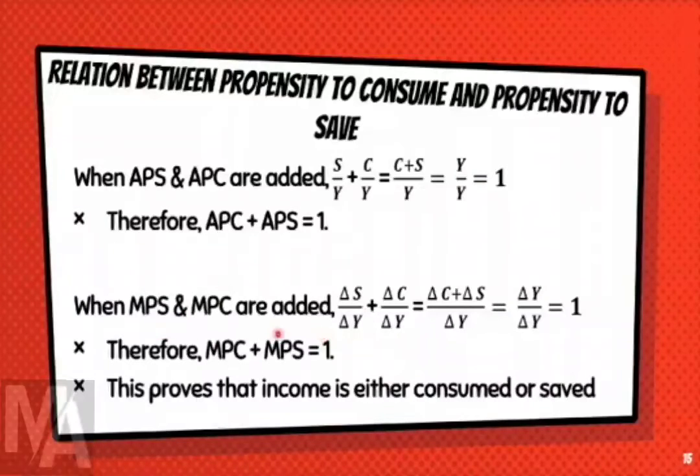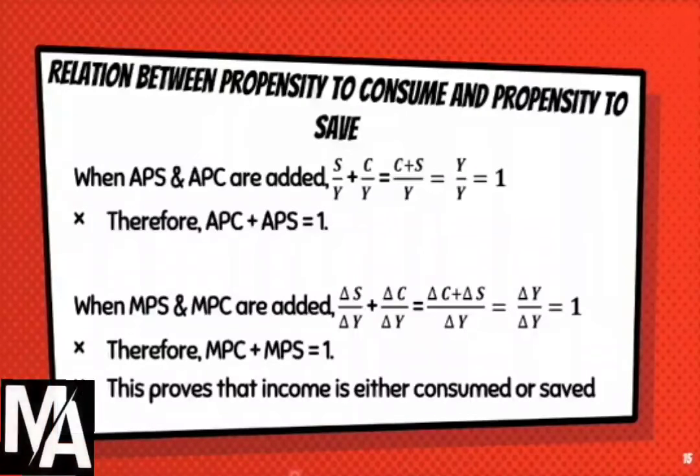Same thing with MPS and MPC. Delta S by delta Y is MPS, delta C by delta Y is MPC. Whenever we add, we have the common denominator, we have delta C plus delta S, that is nothing but delta Y, or the change in income. And so MPC and MPS, whenever you add this, it is always 1. So this is proving mathematically that income is either consumed or saved. One part of income is consumption, denoted by C, and one part of income is savings, denoted by S.